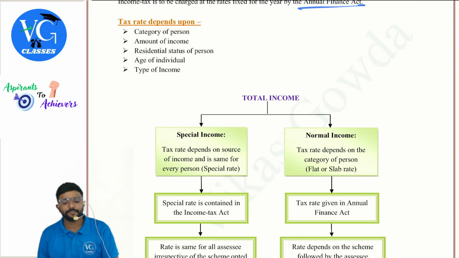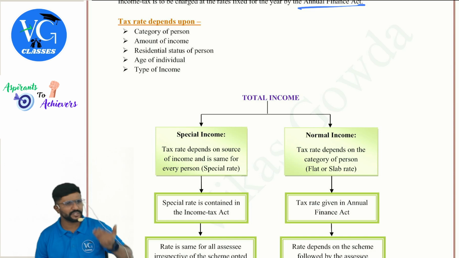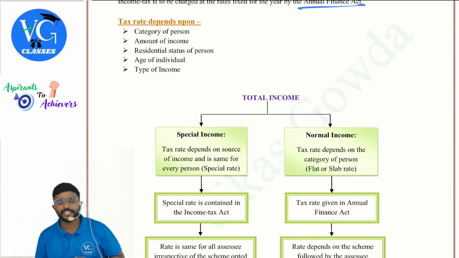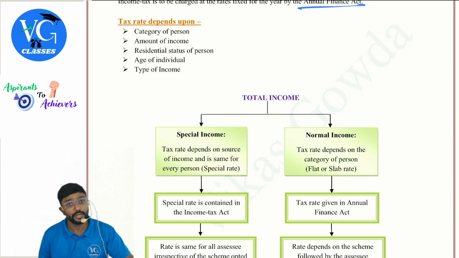Now, the tax rates depend upon the category of person: individual, HUF, company, firm, and so on. Then it depends also on the amount of income. Then the residential status of a person, especially for individuals, who are eligible for some higher basic exemption limit under the optional regime. Then the age of the individual will also matter, only under the optional regime. Only under the optional regime, guys.